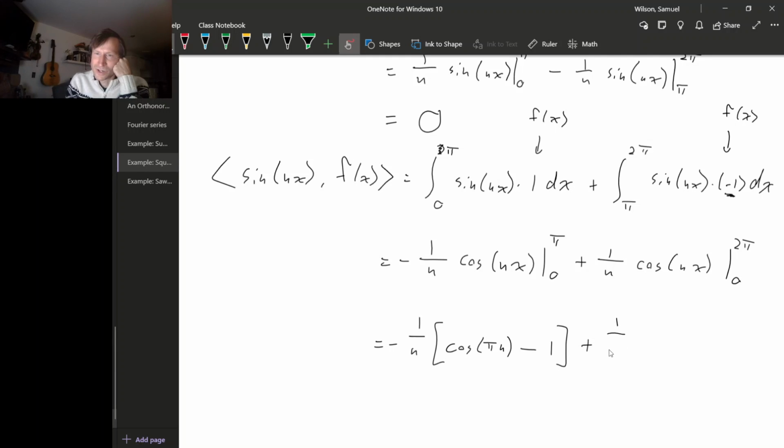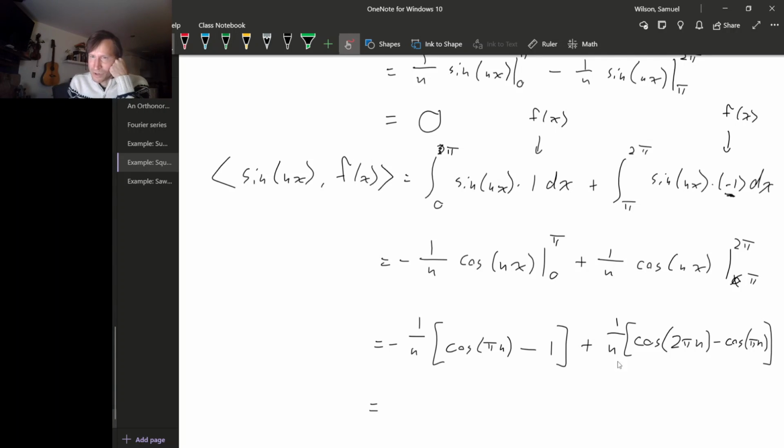Plus 1 over n times cosine of, now when we plug in, oh, this shouldn't be a 0 here, this should be a pi. Okay, now when we plug in 2 pi, we get 2 pi n minus cosine of pi n, just pi n.